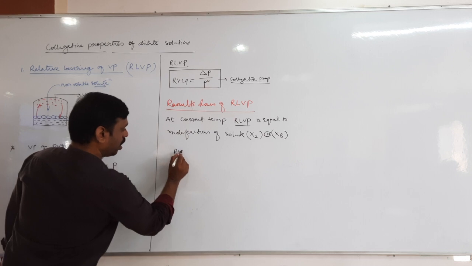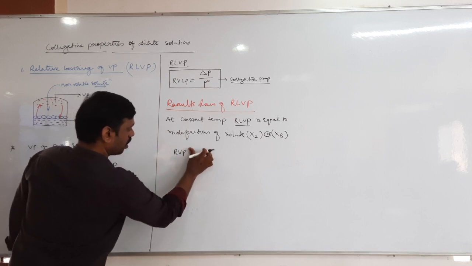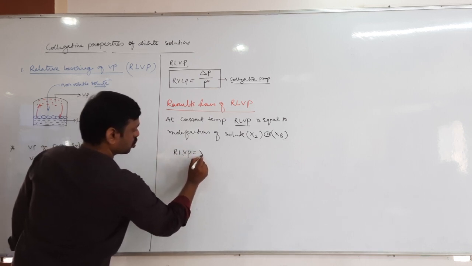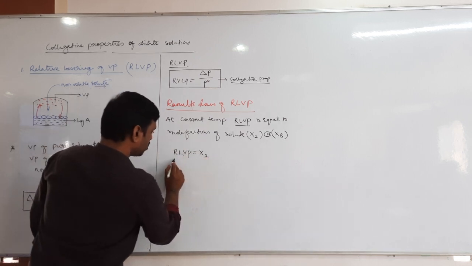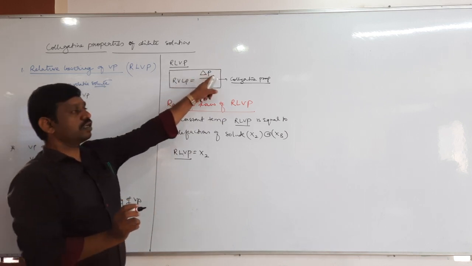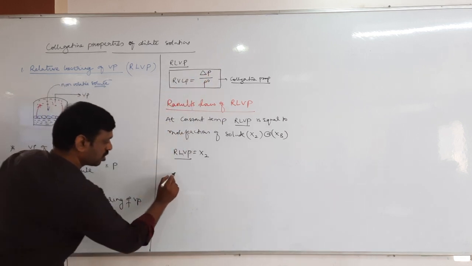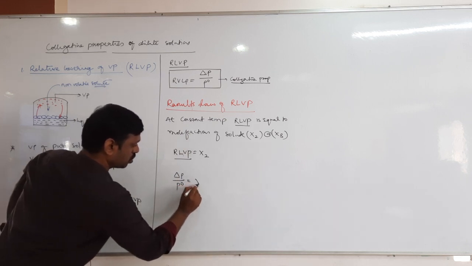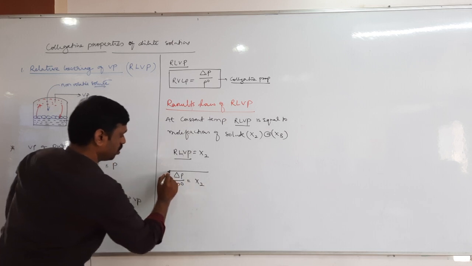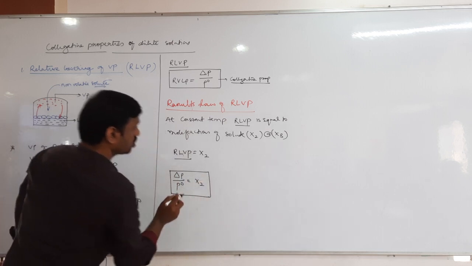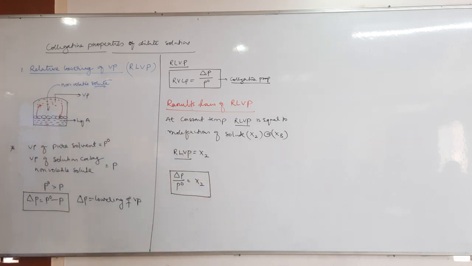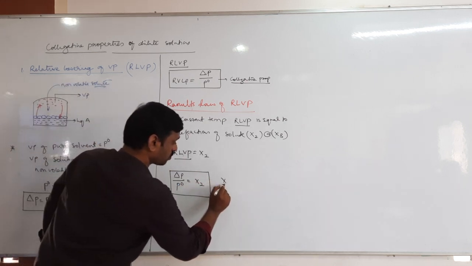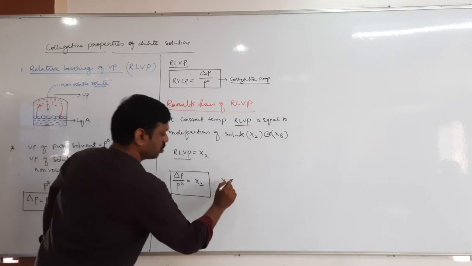You can take RLVP equals X2. Or what is RLVP? P naught minus P by P naught. That means delta P divided by P naught, which equals X2. This is according to Raoult's law of RLVP, relative lowering of vapor pressure. Then, what is X2 equal to? It is the mole fraction of solute.